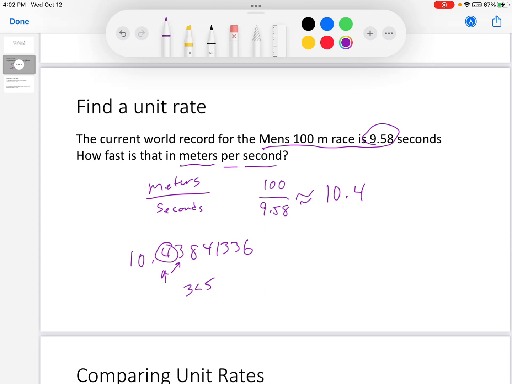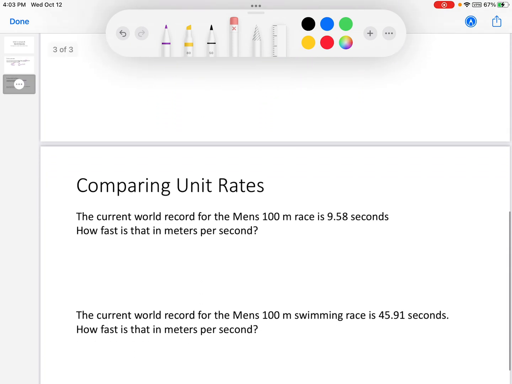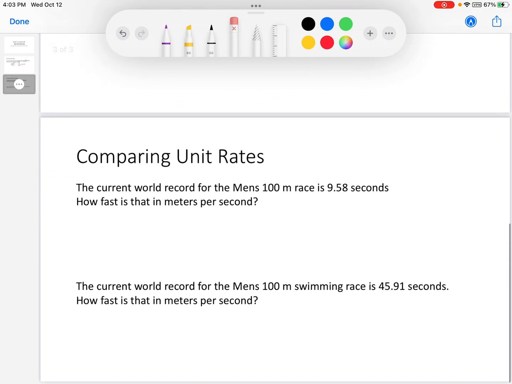If it was more than 5, like if I were going to round it to 10.44, because I'm rounding it to the hundredths place, and the 8 is bigger than 5, so the 3 would turn into a 4. Okay, so you divide and you round off. Okay, so that's how you find a unit rate. Easy enough. Let's move on to comparing unit rates.